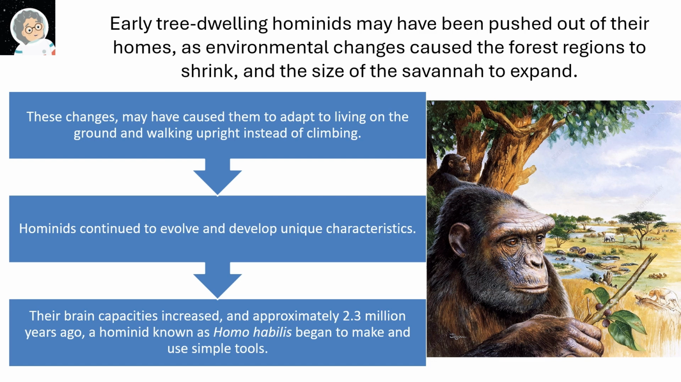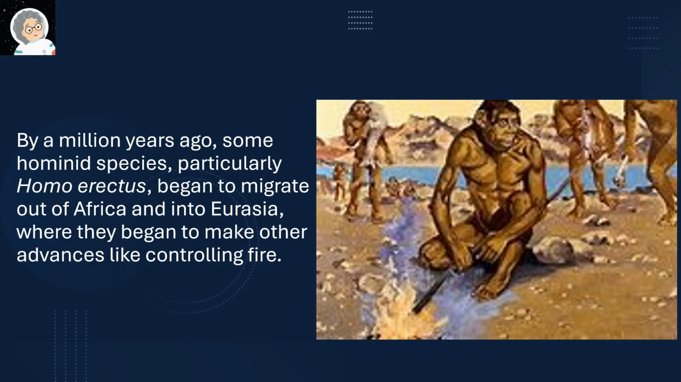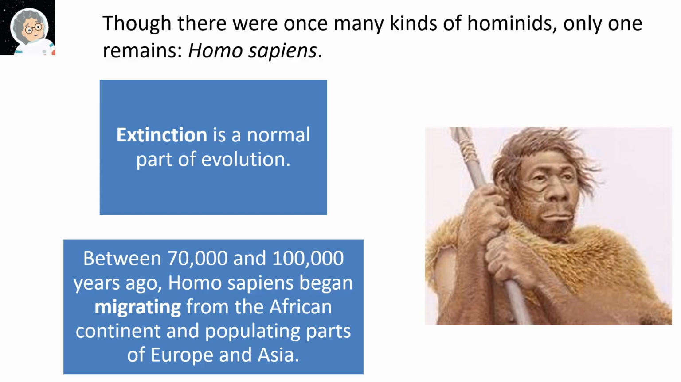Their brain capacities increased, and approximately 2.3 million years ago, a hominid known as Homo habilis began to make and use simple tools. By a million years ago, some hominid species, particularly Homo erectus, began to migrate out of Africa and into Eurasia, where they began to make other advances like controlling fire. Though there were once many kinds of hominids, only one remains: Homo sapiens. Extinction is a normal part of evolution.